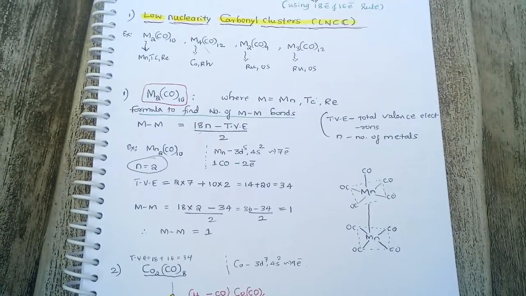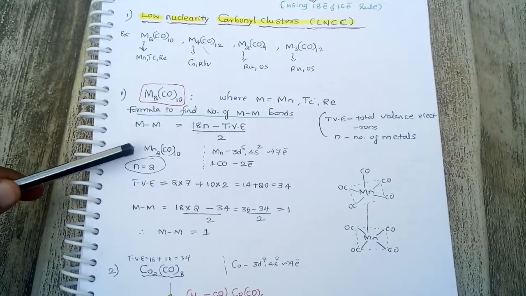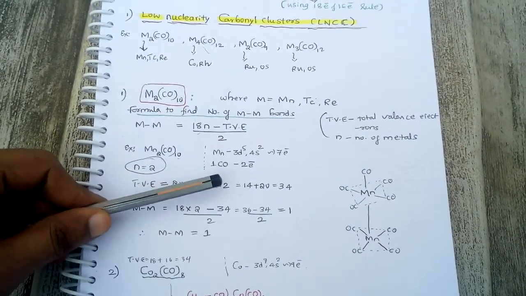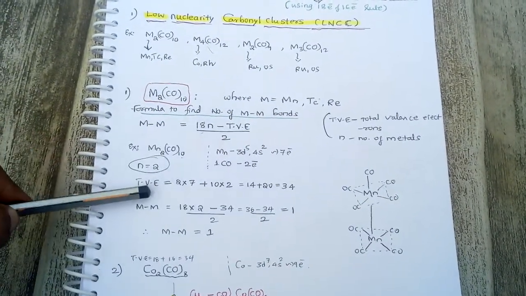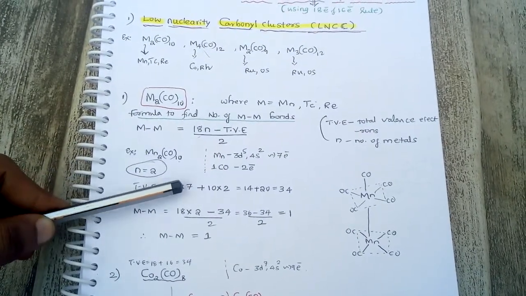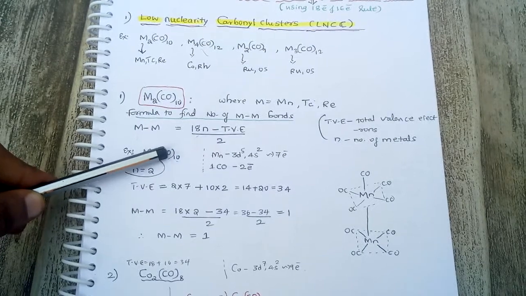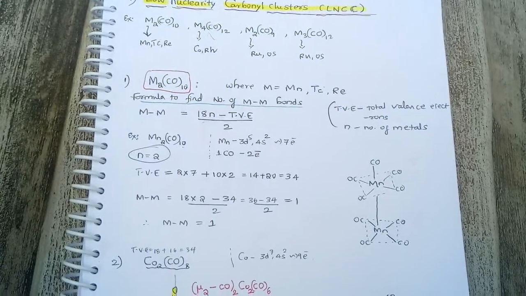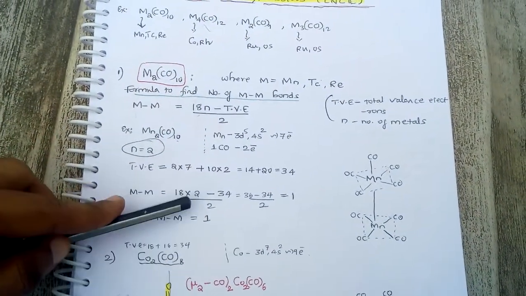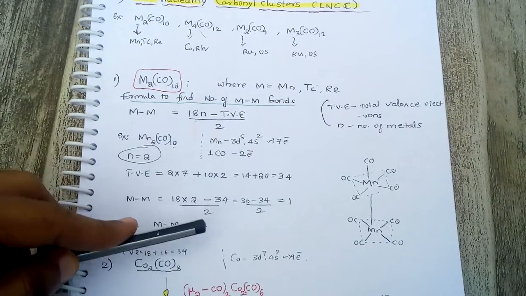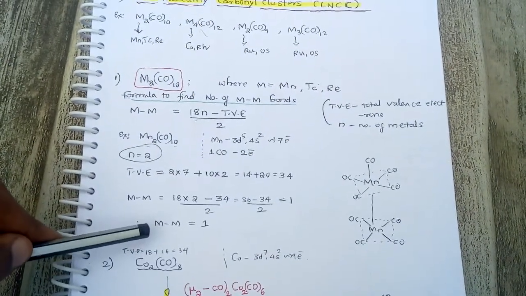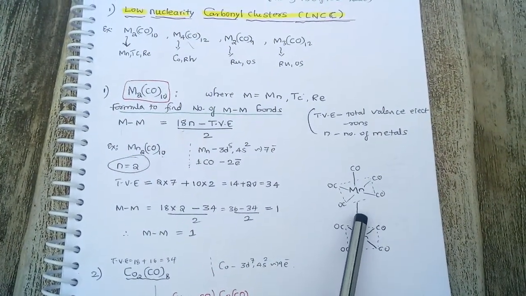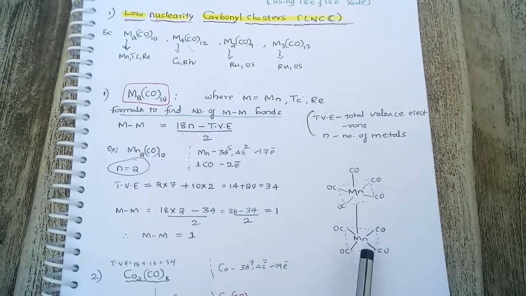For Mn2(CO)10, as you know, Mn has 7 valence electrons, that is 3d5 4s2, 7 electrons, and each CO group gives 2 electrons. So total valence electrons is 2 into 7 for Mn plus 10 into 2 for each CO, so 14 plus 20, that means 34 electrons. So metal to metal bond order is (18 into 2, for 2 metals, minus 34) by 2, which gives 1. So here one metal-to-metal bond is present, and the structure is like this.